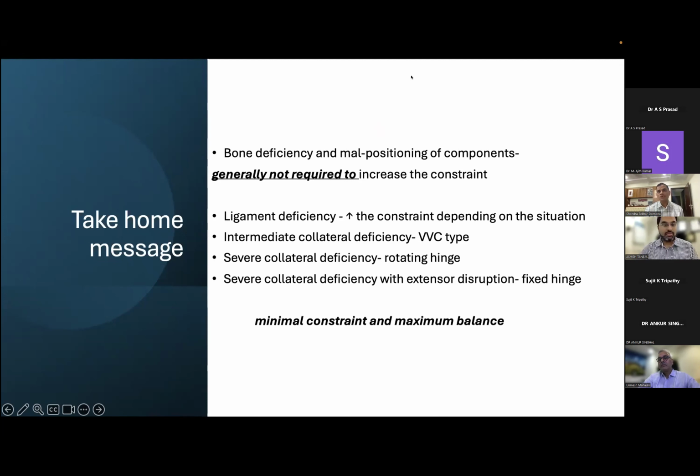Yeah. So usually, unlike the MCL, the LCL is a little bit more forgiving because there are a lot more structures on the lateral side.